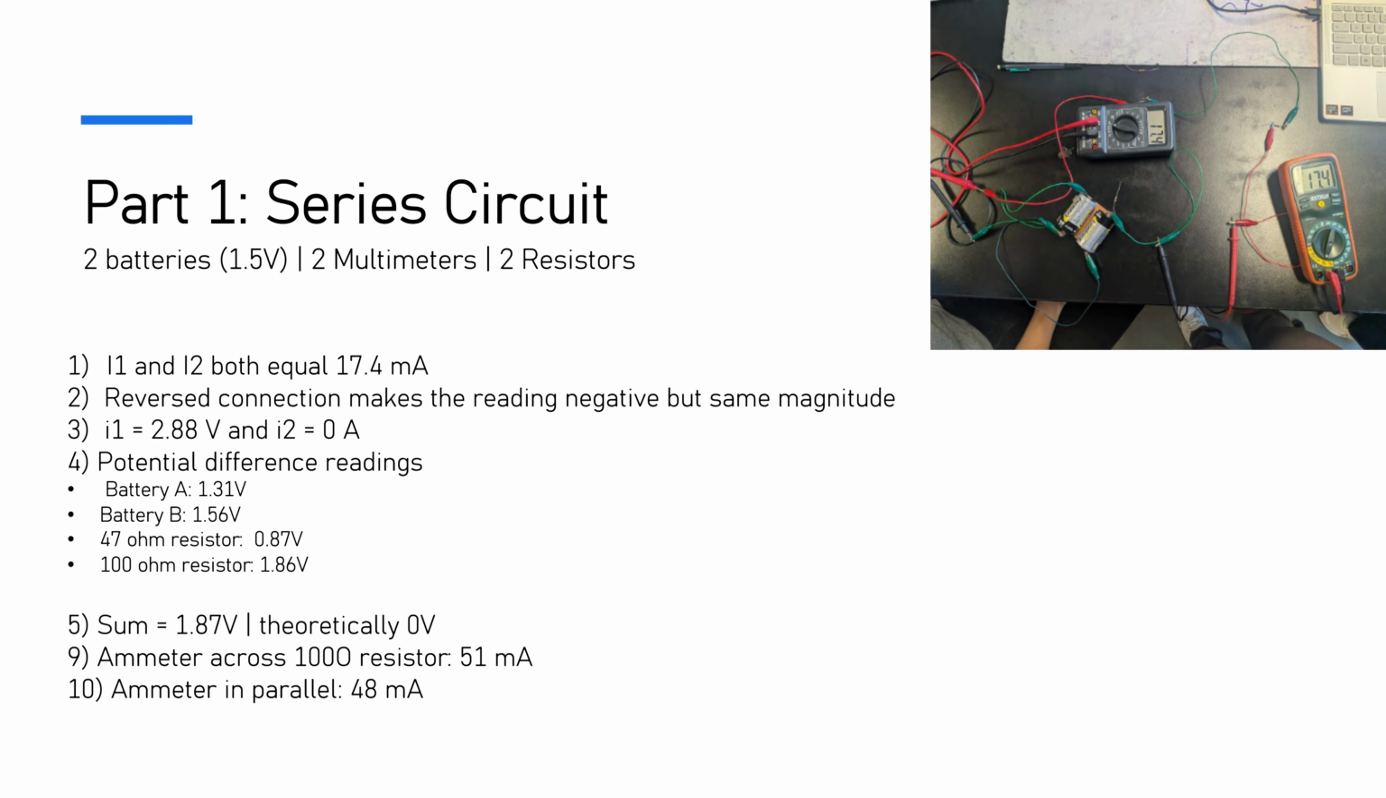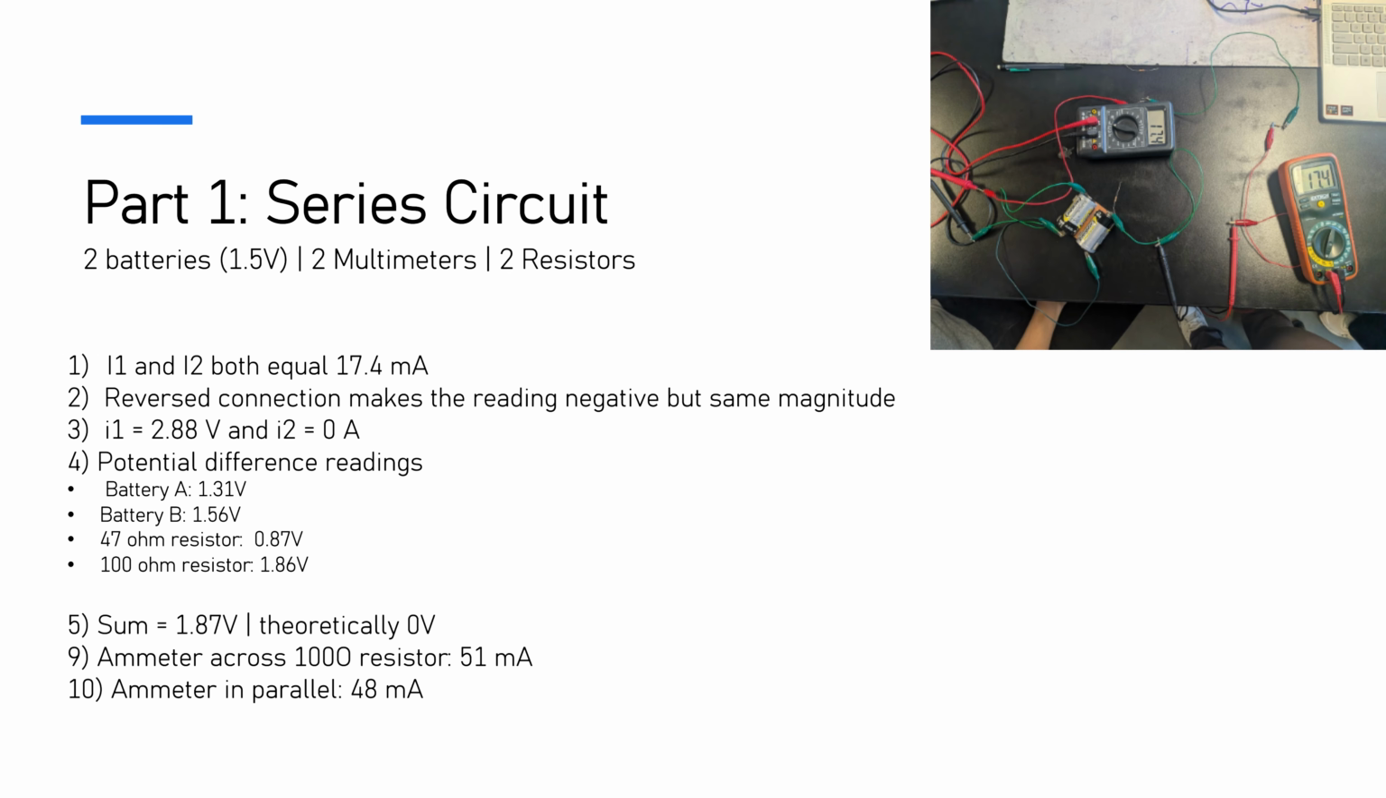We were then asked to find the potential difference readings of each component. For battery A, it was 1.31 volts. For battery B, it was 1.56 volts. For the 47 ohm resistor, it was 0.87 volts. And for the 100 ohm resistor, it was 1.86 volts. The sum of all of this is 1.87 volts, but in theory, it should be 0 volts. This is due to human error, which we will discuss later.